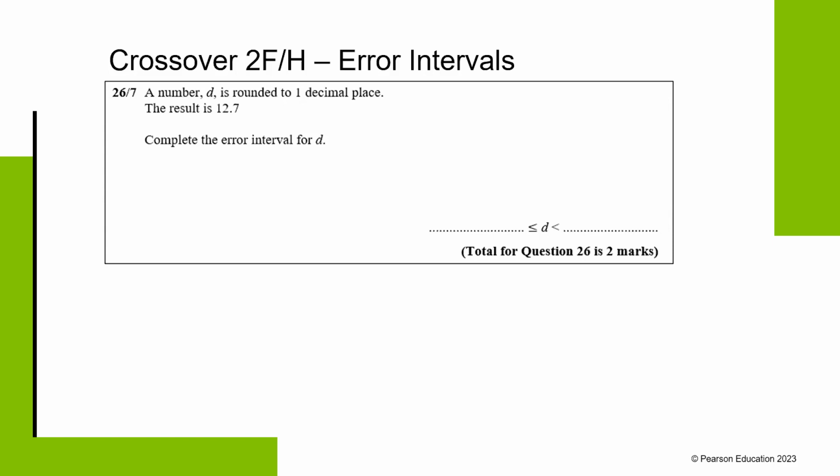Higher tier students continue to answer this question really, really well. The average mark for higher tier students was 1.76 out of the 2 marks, with an 88% success rate. That is an improvement. So higher tier students are improving. It was a 77% success rate last year.